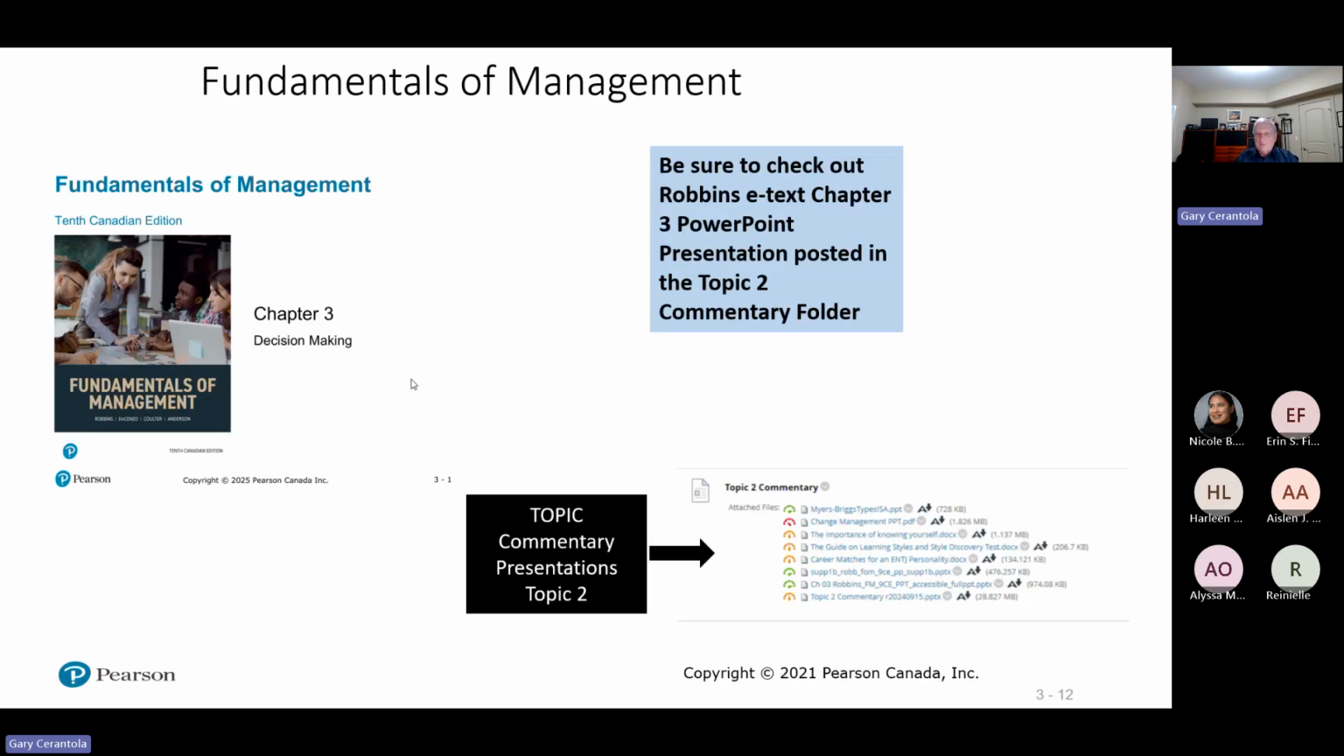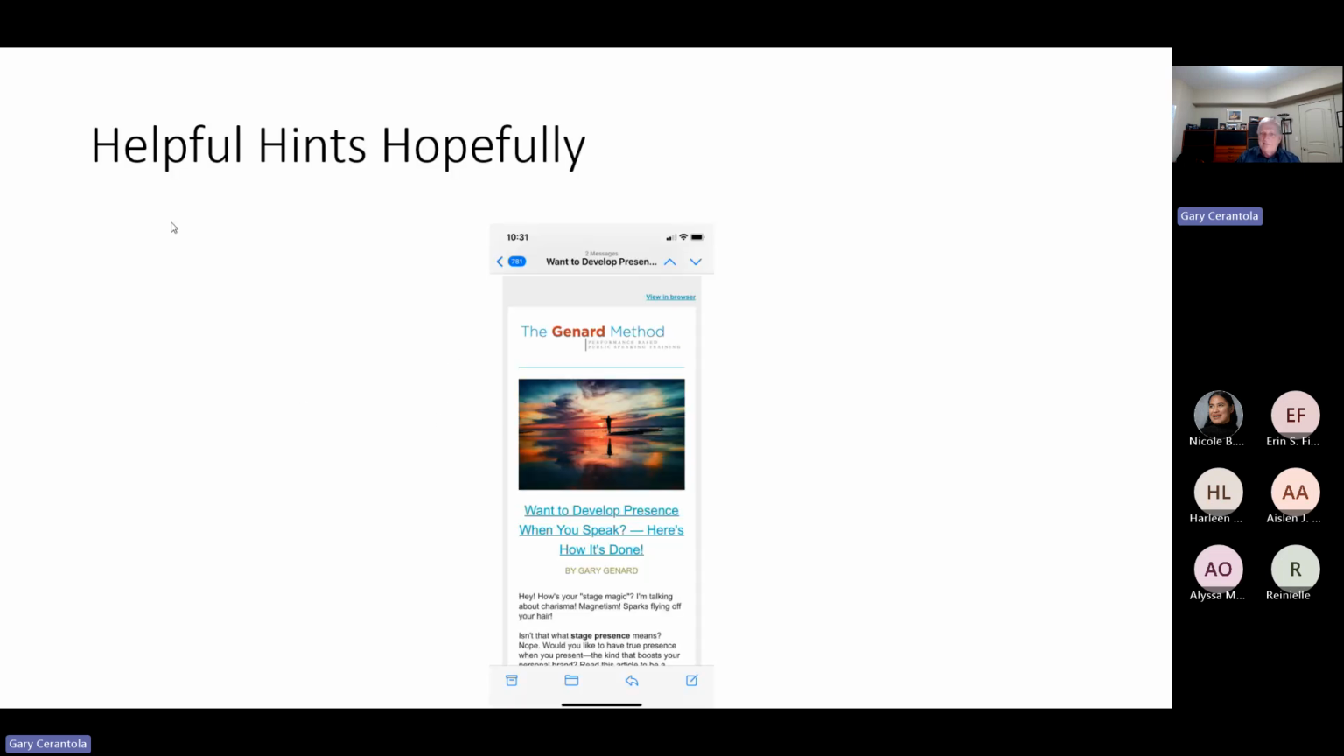Okay, so let's take a look at topic 2. One of the presentations that comes out of Pearson is chapter 3, decision making. You can access that in the commentary presentation, topic 2. It's there for you. Go through that. That will be a really good piece of information for your tests as well. Helpful hints, hopefully.